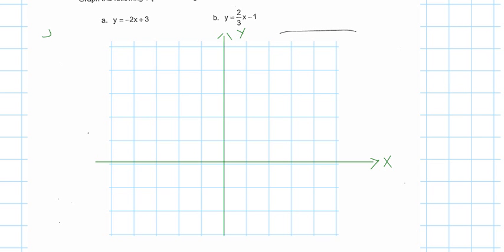And what's your y-intercept? And the y-intercept is 3, right? It's that number that's added to the -2x.